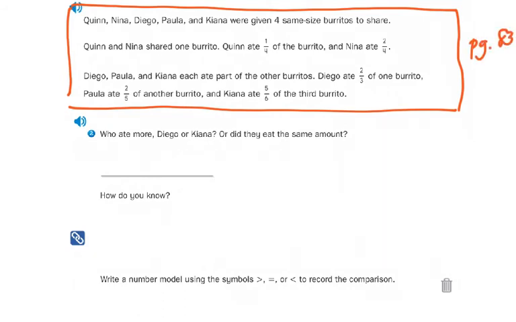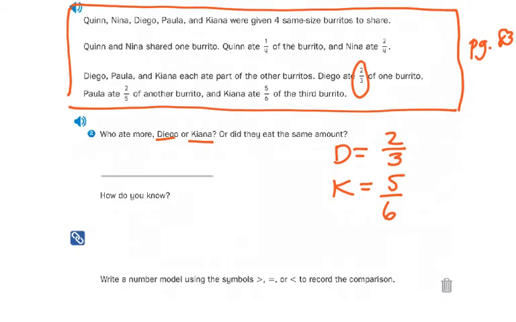Who ate more, Diego or Kiana, or did they eat the same amount? Again, I'm going to put D for Diego, K for Kiana. Remember, Diego ate 2/3. Kiana ate 5/6. Now the denominators are different and the numerators are different. So how would I know who ate more?